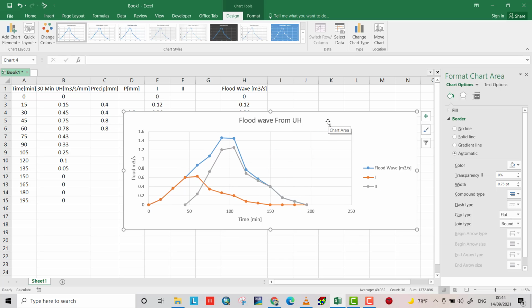That is the procedure for making a flood wave from a unit hydrograph. You see the ordinate of the flood wave equals the summation of the first flood and the second one. I hope it can be helpful. Have a nice time.